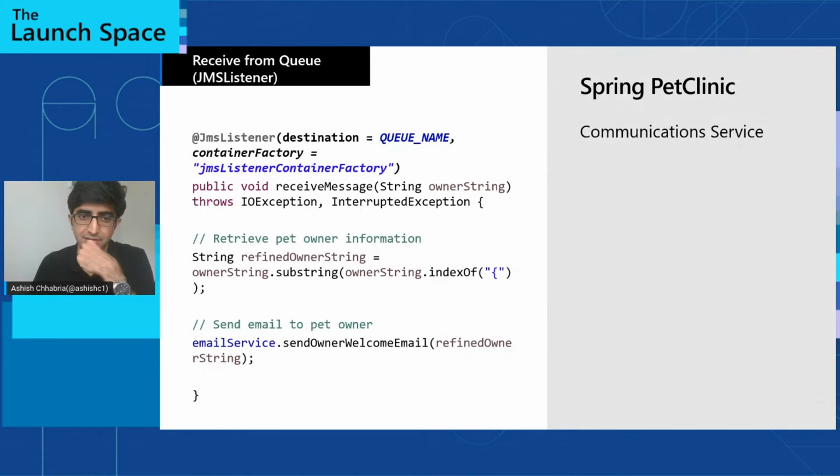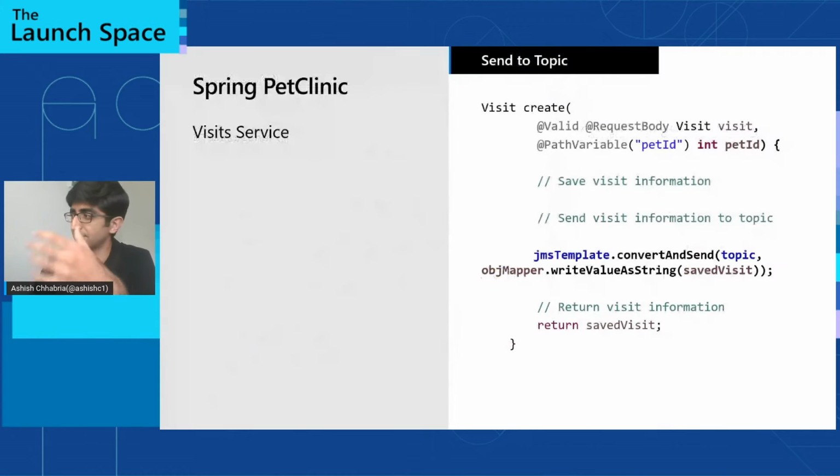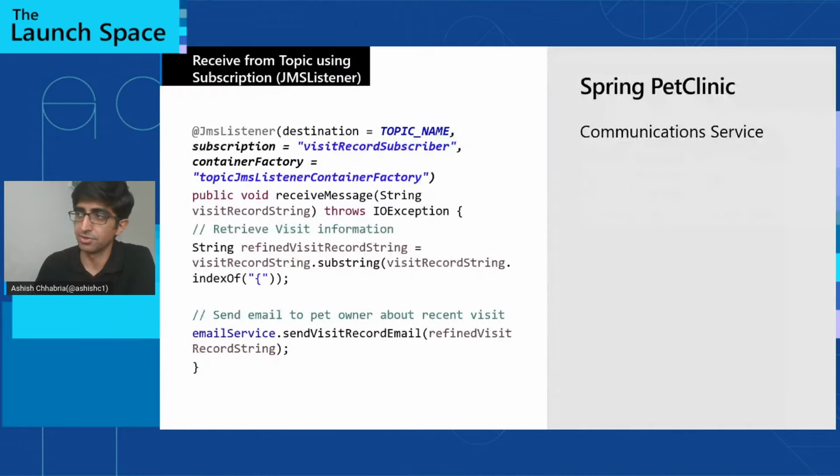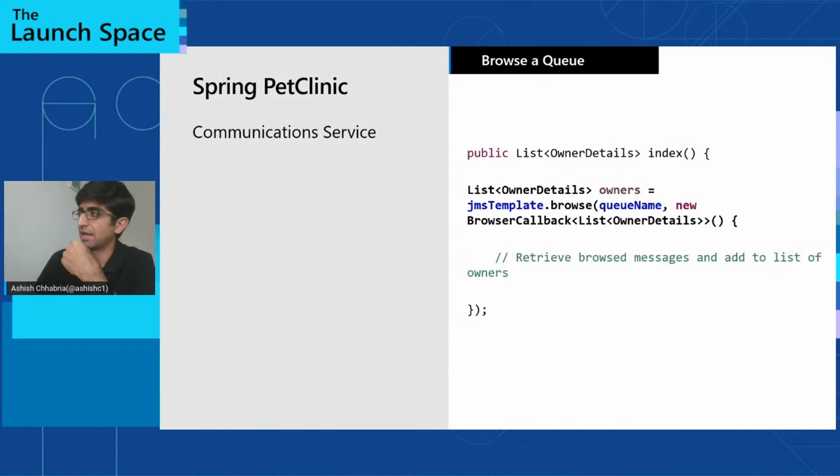So with the JMS listener, then we have the visit service, wherein you can actually log the visit report. And you can also receive from the topic and subscription using the JMS listener. And here we have the browsing code, wherein all you need to do is use the JMS template to actually browse that specific queue name. And then there is some code to essentially unmarshal the data that's on the queue and then have it displayed appropriately in your UI.